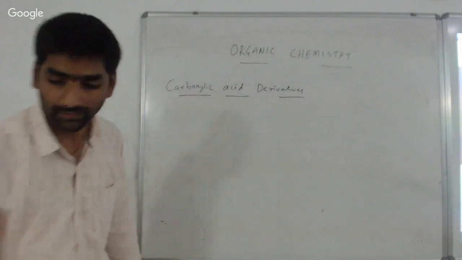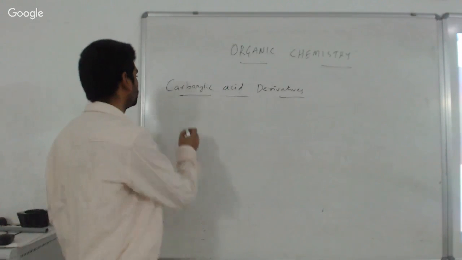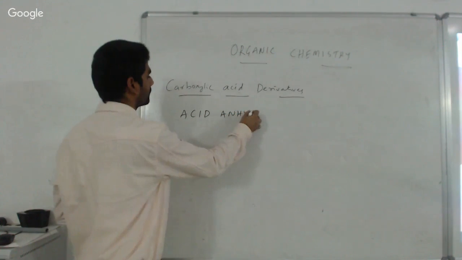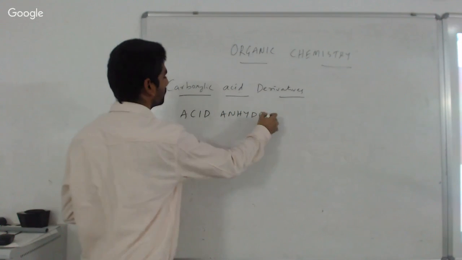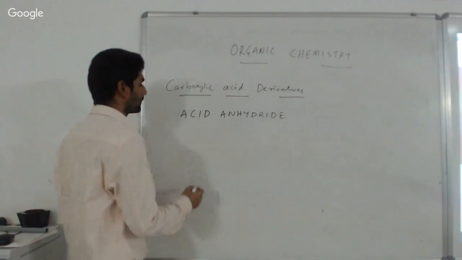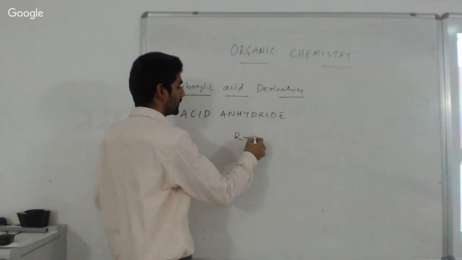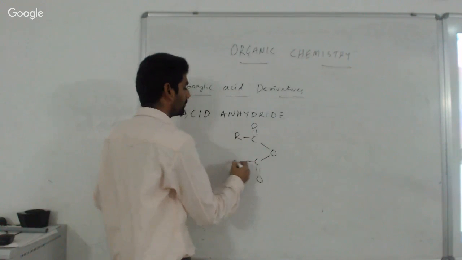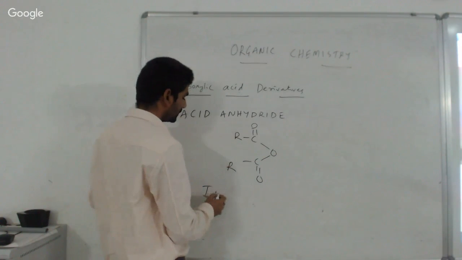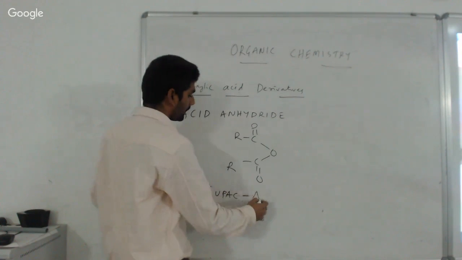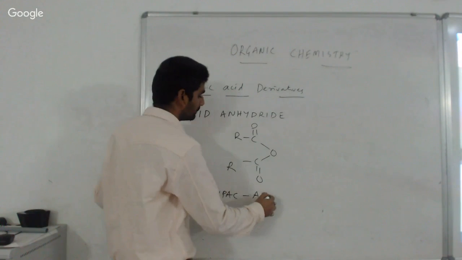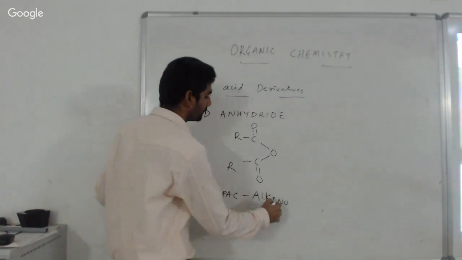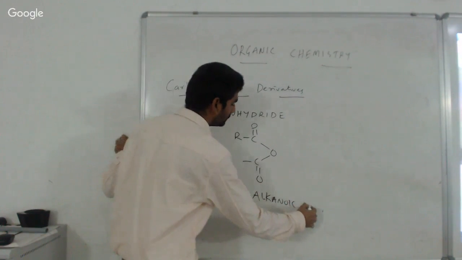Next acid derivative: acid anhydride. RC double bond O, O, C double bond O R. The IUPAC name is alkanoic anhydride.